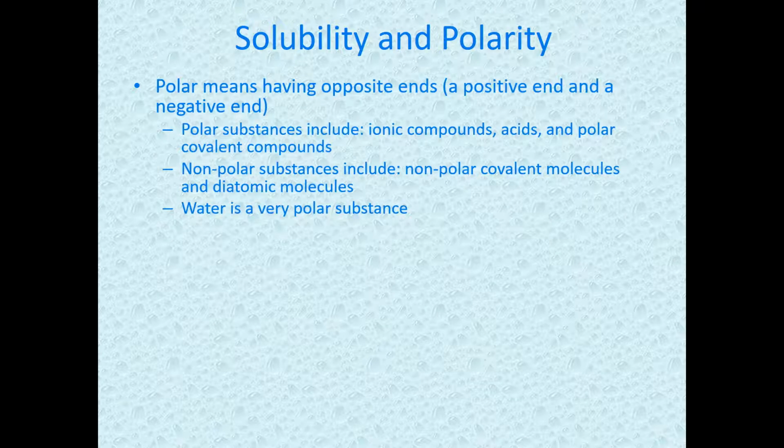So this brings us to solubility and polarity, something we covered last semester. So as you know, polar means having opposite ends, a positive end and a negative end. Polar substances include ionic compounds, acids, and polar covalent compounds. Nonpolar substances include nonpolar covalent molecules and diatomic molecules. And as you remember, water is an incredibly polar substance.